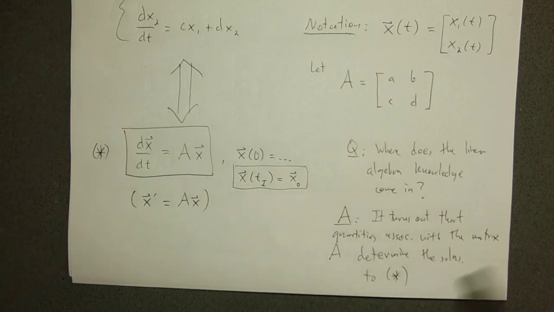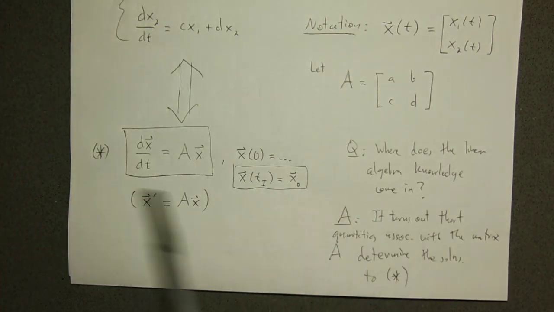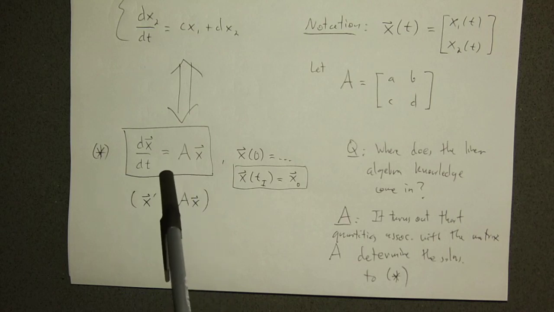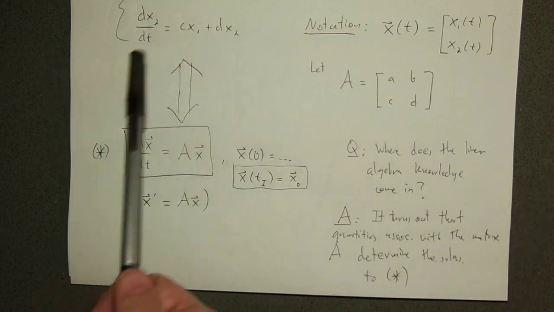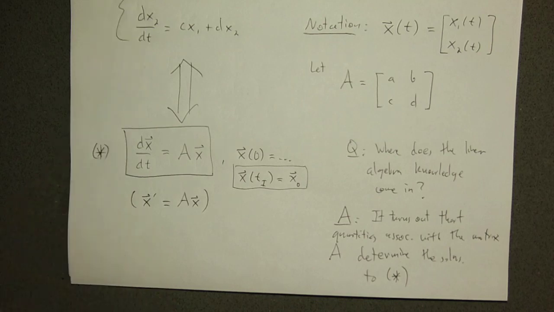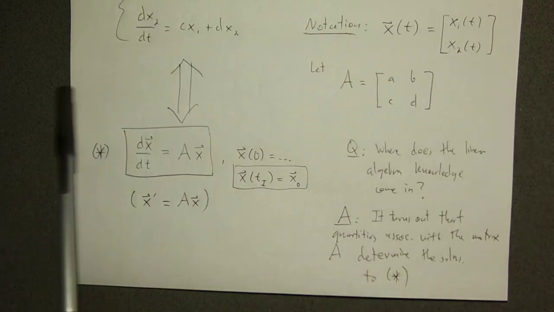Well, okay, what I said there was basically nothing. Obviously, some quantities associated with A are going to determine the solution, since in this equation A is the only thing that's different here, right? I'm seeking solutions to this differential equation. X of 1 and X of 2 are unknown. I'm not given those. I'm trying to find them.